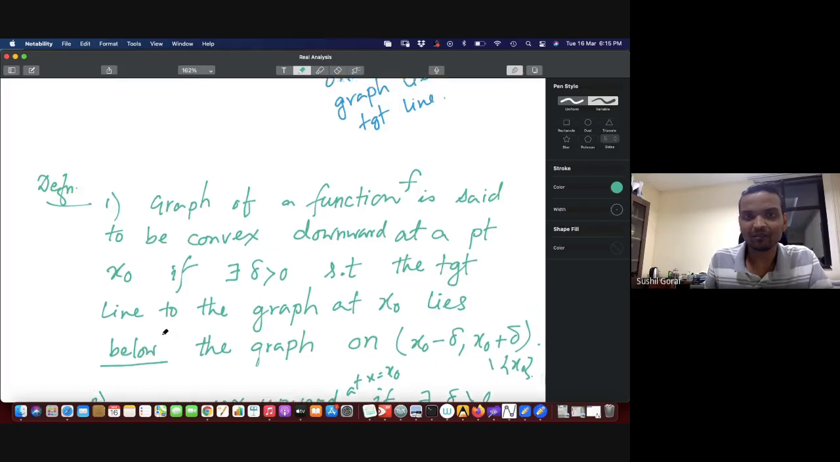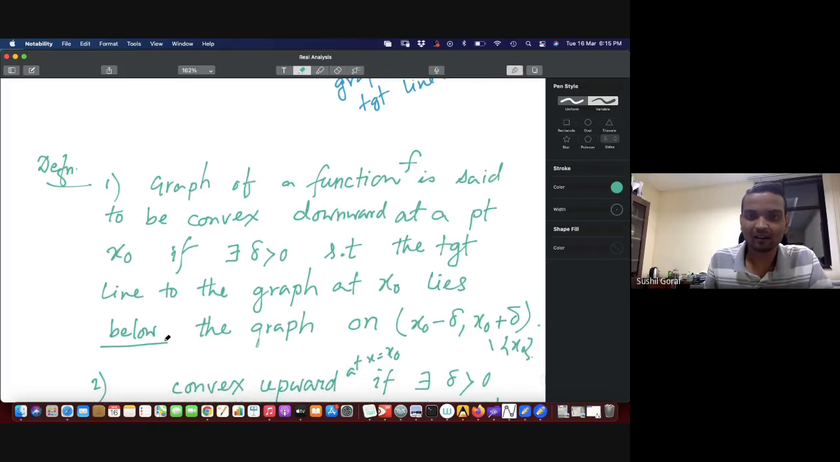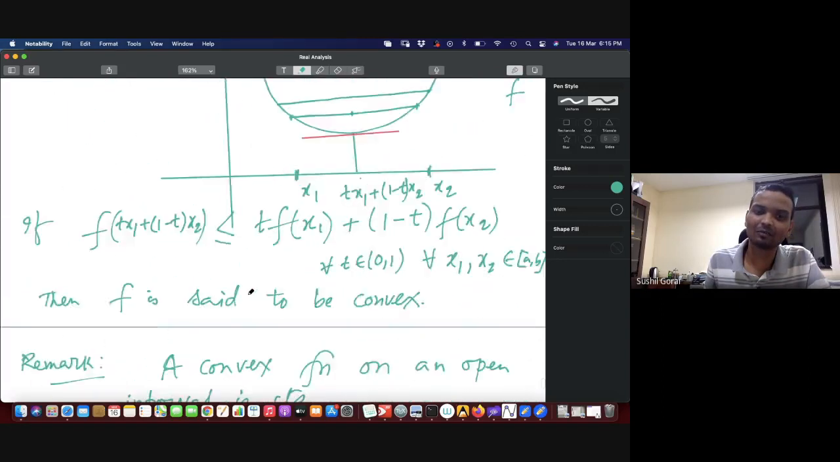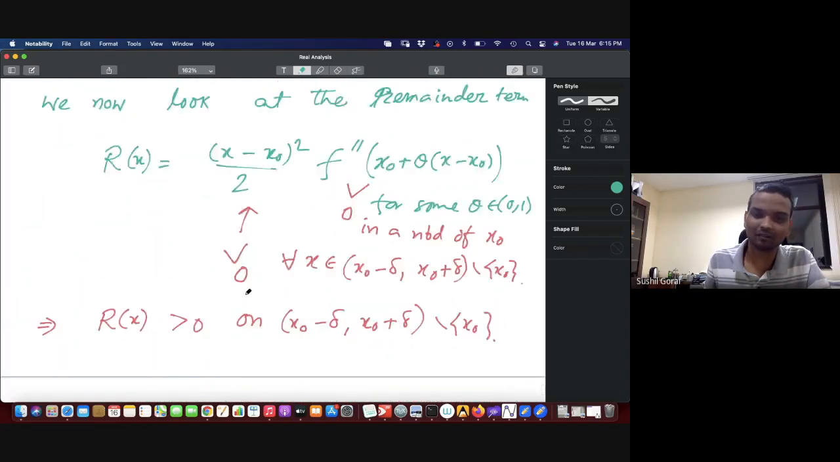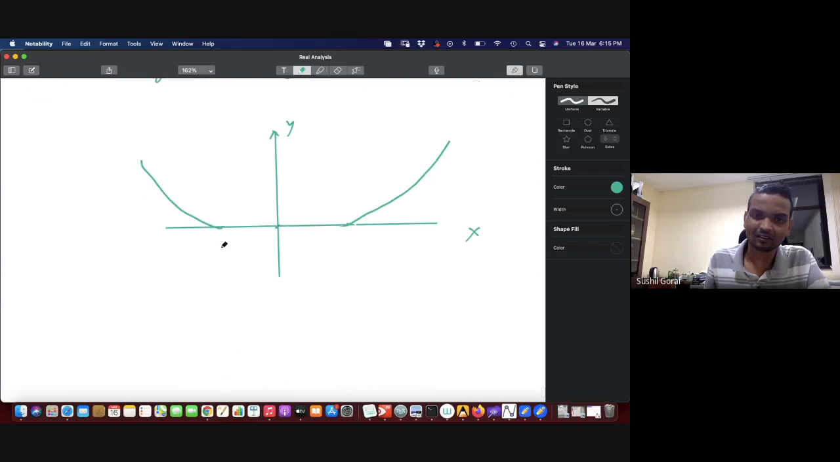So that part we have not mentioned. Below is not the right word here, because at x naught they are equal. So the equality is considered here. It means it can be up to the graph. In that case, the condition we proved is not if and only if. So this kind of example would be a counterexample to this.